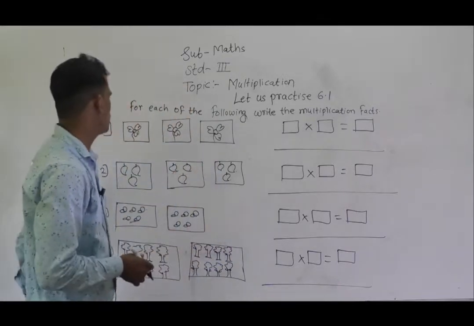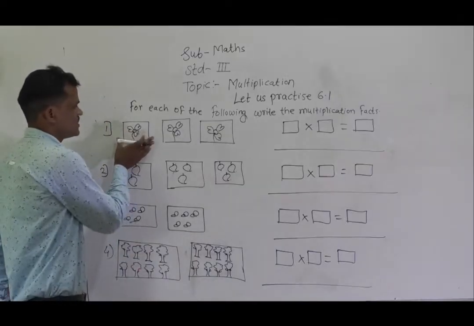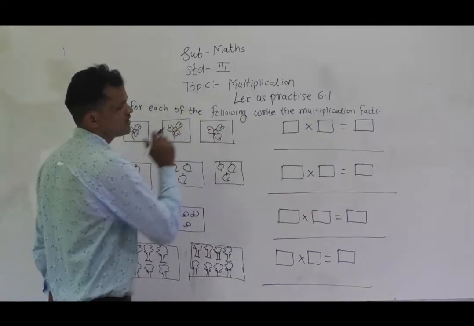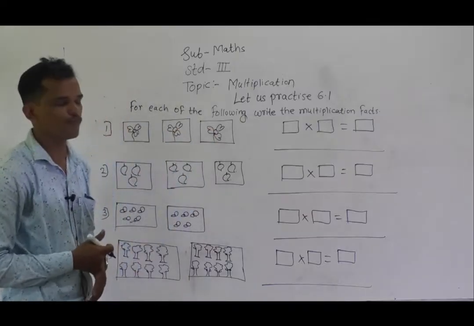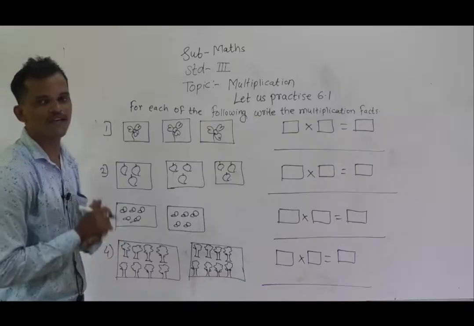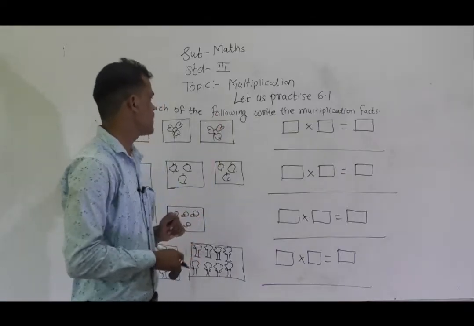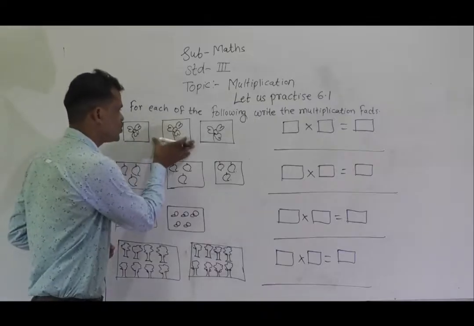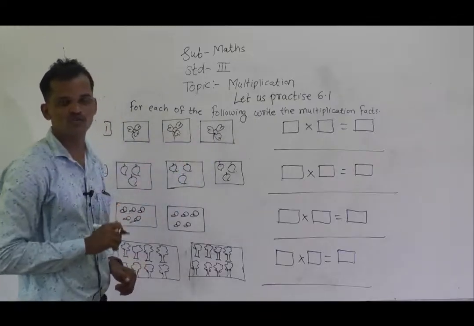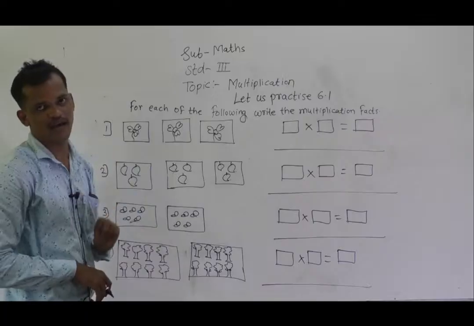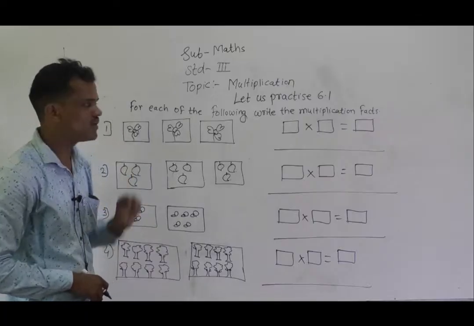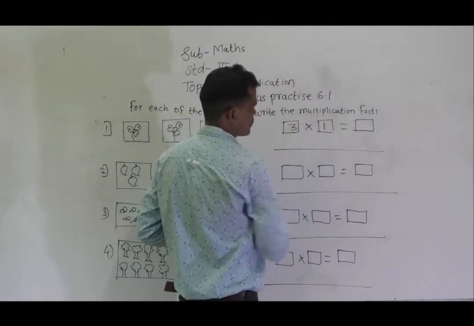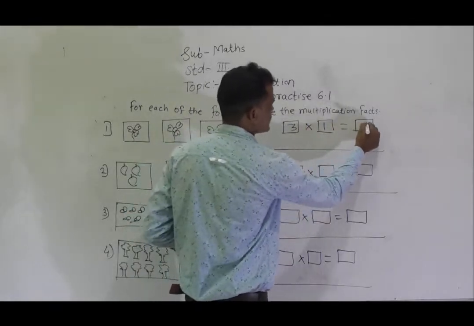Okay, so see here, these are flowers. 1 2 and 3 flowers are there. Okay, so we can write the multiplication fact for this. How many groups of one flower? One group, two groups and 3 groups. So there are 3 times one flower, so we can write 3 times 1. So 3 ones are 3.